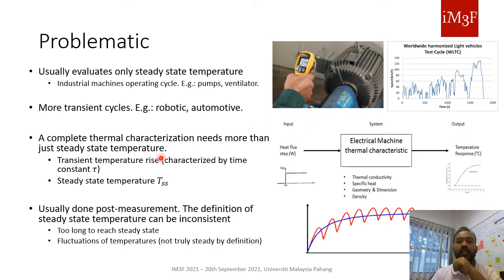A complete thermal characterization of a motor needs the measurement of steady state temperature, of course, but we also need to characterize the machine on its transient temperature rise. It means that we need to not just measure the steady state temperature, but also indicate at which time we reach that steady state temperature, right? What we call the temperature response is the rise of the temperature, which includes the transient phase and the steady state phase, as we inject a certain amount of losses, right?